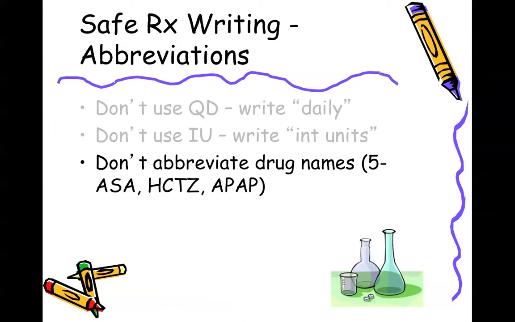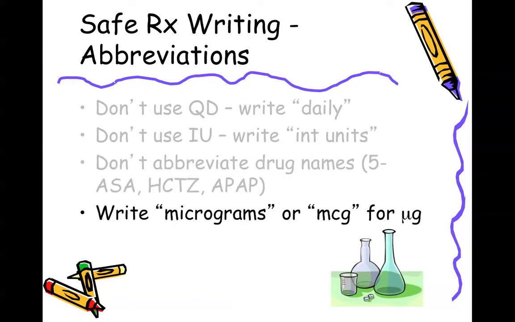You should not abbreviate drug names. So if you need hydrochlorothiazide, you should write hydrochlorothiazide rather than HCTZ. If you would like micrograms as your dosage unit, write out micrograms or MCG rather than μg. The μg can be interpreted as mg for milligrams, and that is a 1,000-fold overdose if someone interprets a μg to be a milligram.